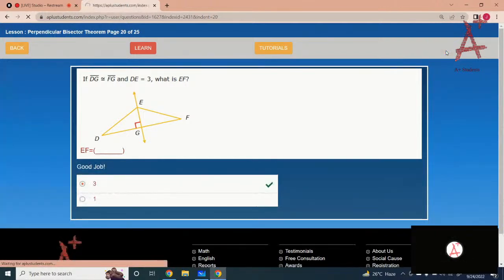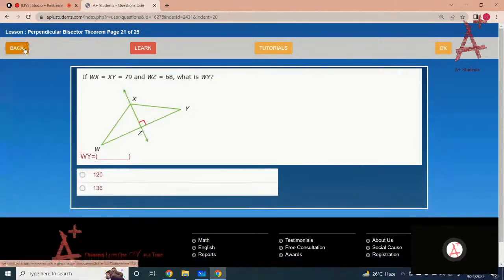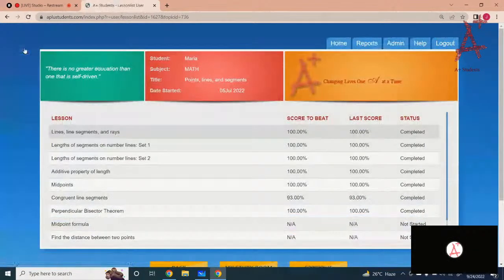Okay, so you can complete the test by yourself. We are doing grade 10 maths. The chapter is points, lines and segments. We have done four of the topics today: midpoints, congruent line segments, and the perpendicular bisector theorem. You can complete the tests of these lessons right before the next class. If you have any problem or any question related to these topics, you can contact any tutor on Skype. They are available from 5 to 9 and from Monday to Friday.